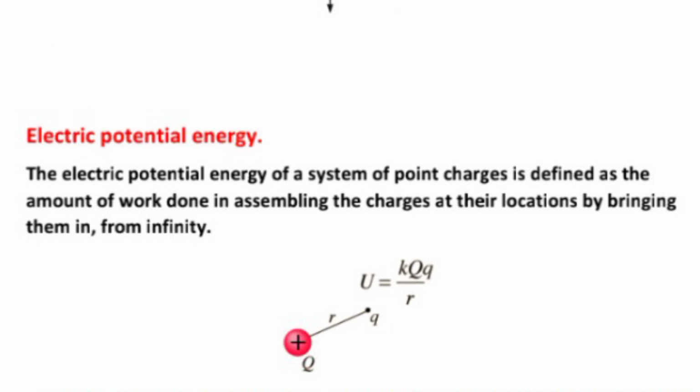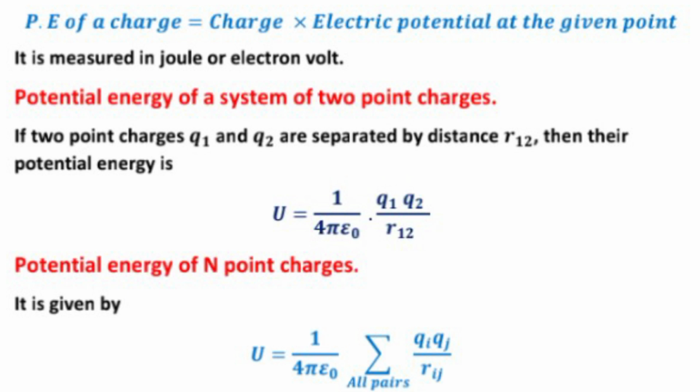Electric potential energy. What do you mean by electric potential energy? The electric potential energy of a system of point charges is defined as the amount of work done in assembling the charges at their locations by bringing them in from infinity. U equal to KQq upon R. Potential energy of a charge equals charge times electric potential at the given point. It is measured in joule or electron volt.